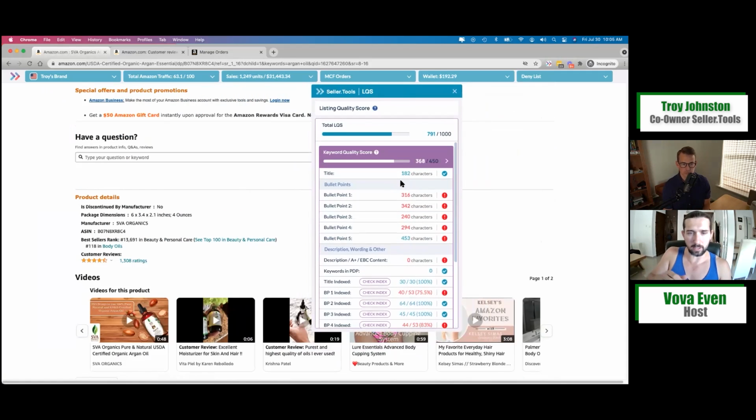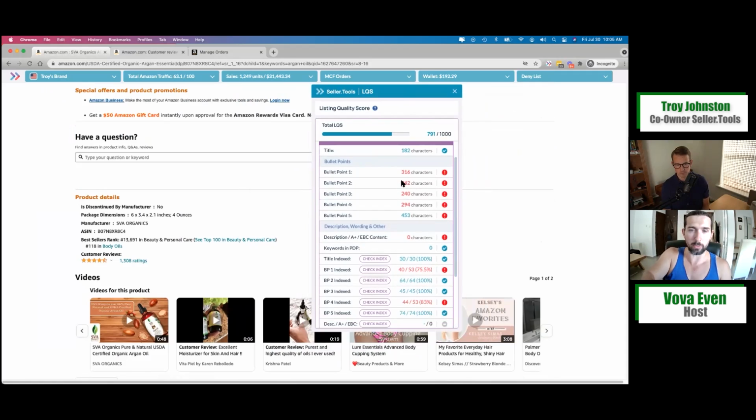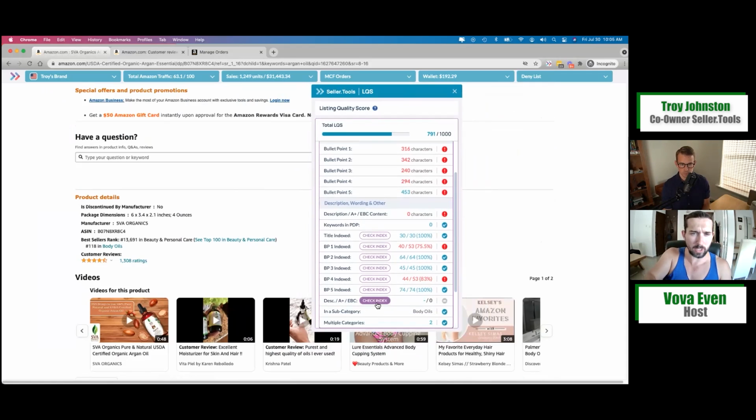Description/A+/EBC. And in the Chrome extension, if you scroll a little bit down, what is this? This looks at the character use for description, A+, EBC. So this is the quantity side of things for best practices. Then this would allow us to check the index. All right. Because we're at 0 in this case, of course, we've got nothing to check there.